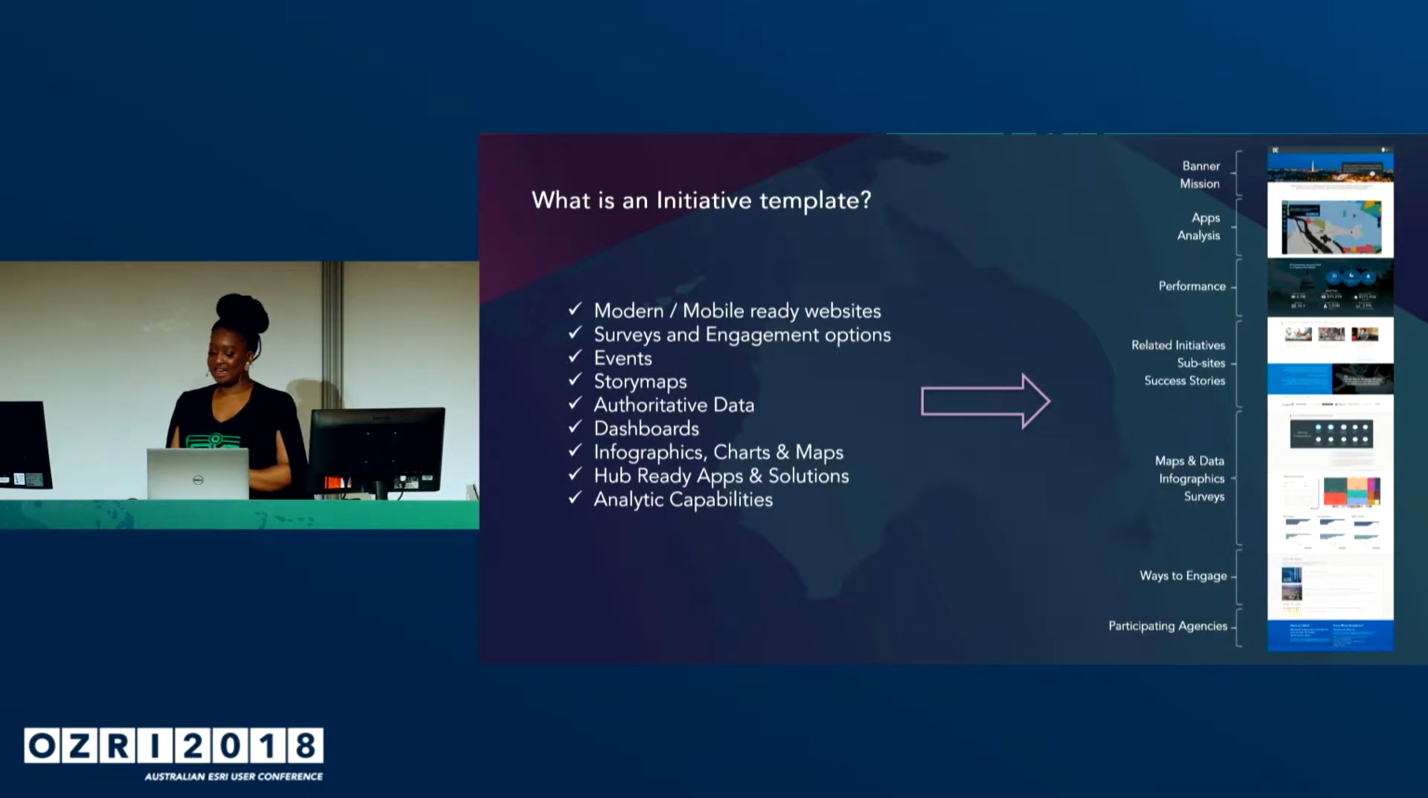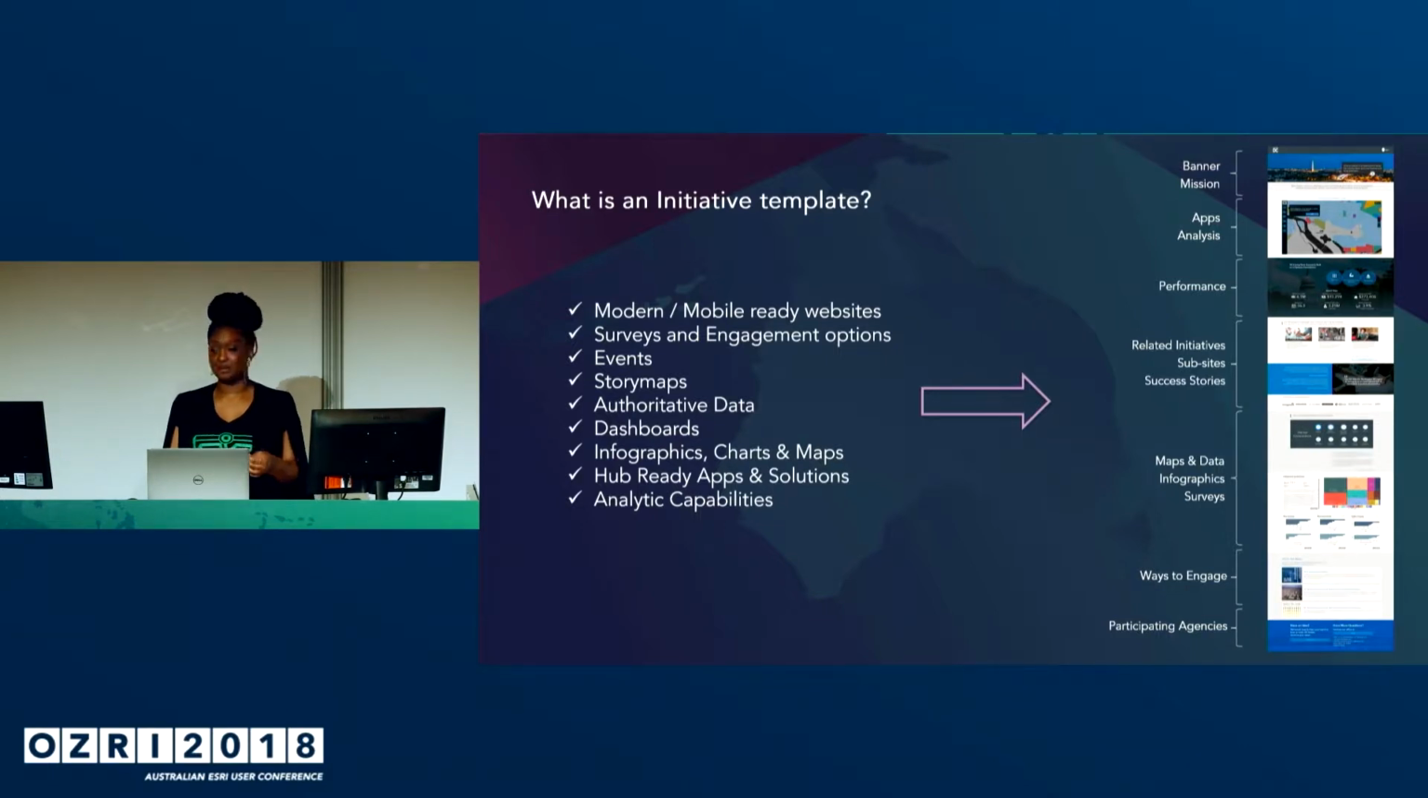Now, to enable engagement around important issues, ArcGIS Hub includes initiative templates. Now, these are carefully crafted bundles of ArcGIS capabilities that are designed to give users broad and essential tools that are needed to plan and to create and to execute strategies around policy or outcomes.